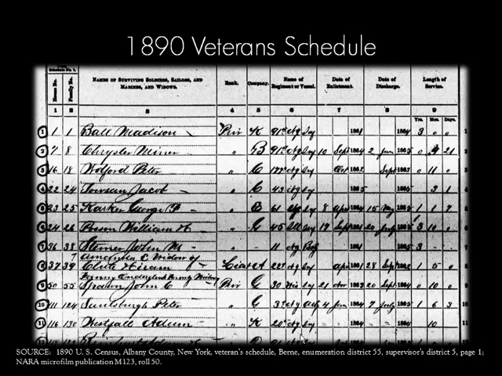The next columns will be the rank. You will see the company and the regiment. And then moving on, date of enlistment, and the term of service.